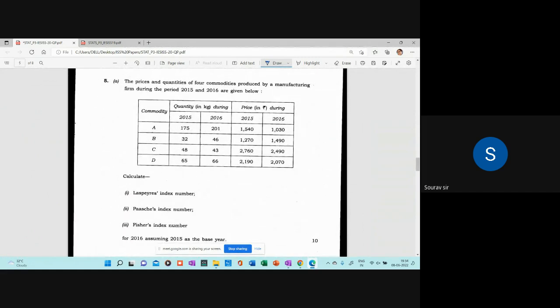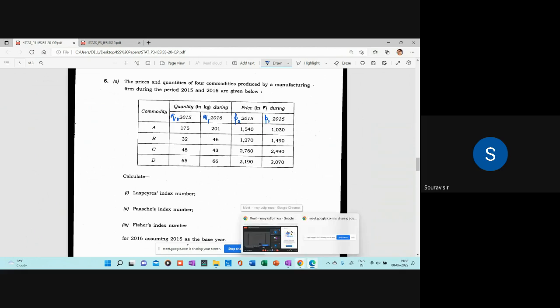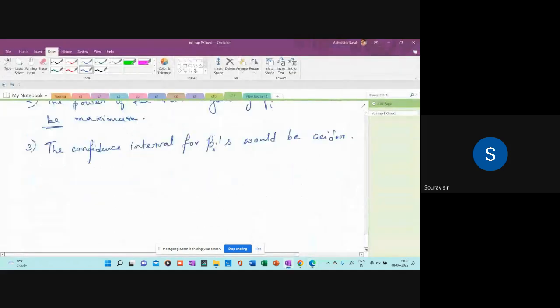This is actually a practical sum where the quantities for the years 2015 and 2016 for commodities A, B, C, D are given, and the prices for both years for the four commodities are given. They have asked you to calculate Laspeyres's price index, Paasche's price index, and Fisher's price index for 2016, assuming 2015 as the base year. So this is my Q0, this is my Q1, this is my P0, and this is my P1. These values are given. We need to find out the values of the corresponding index numbers. Let us try to find this out.